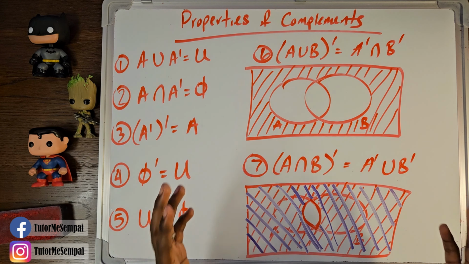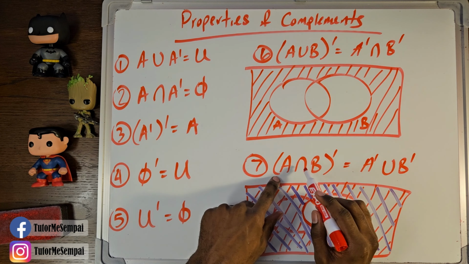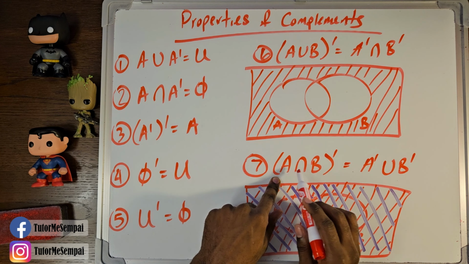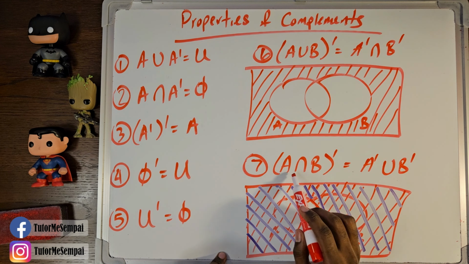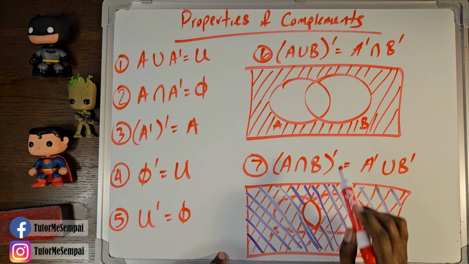Now, what does that even look like? Well, let's break this down. A intersect B. That's going to be this clean section right here. And we want to find everything that's not that. So you're going to highlight everything else. This is your set A over here. This is your set B. I've overwritten it because you're shading in everything but this little area here. That's what A intersect B complement looks like.